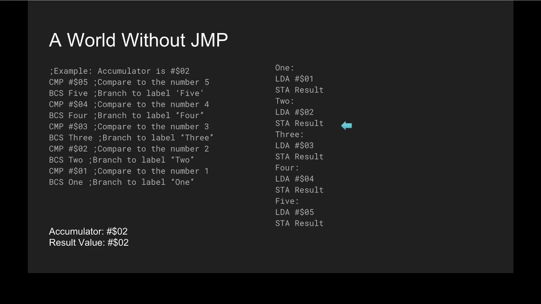But then we run into a problem. We move on to the next line. We're not jumping because the program counter just goes up by 1. So now we load 3, and we set it into the result. Then we load 4, and set it into the result. And then lastly, we load 5, and set it into the result.